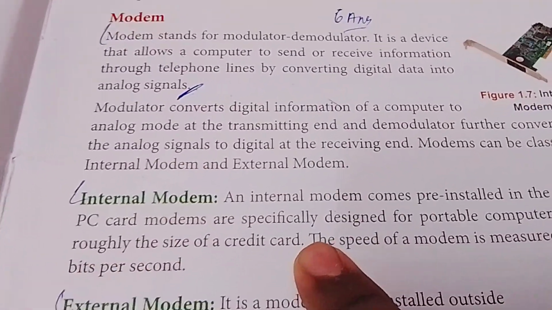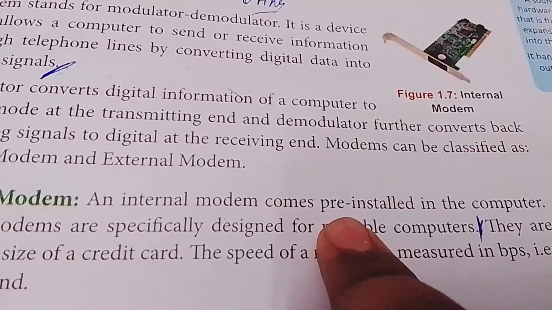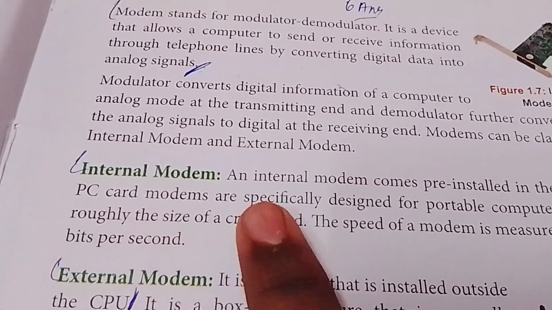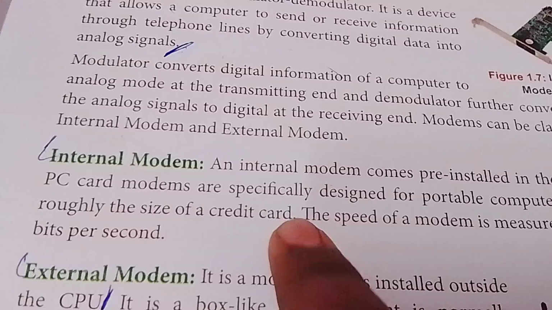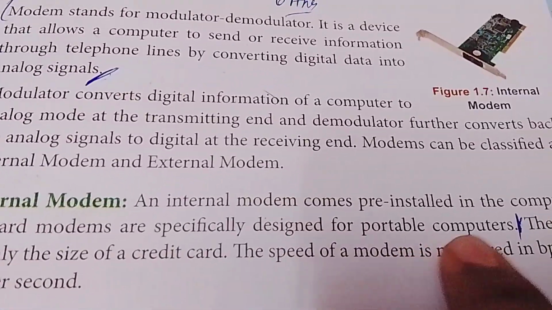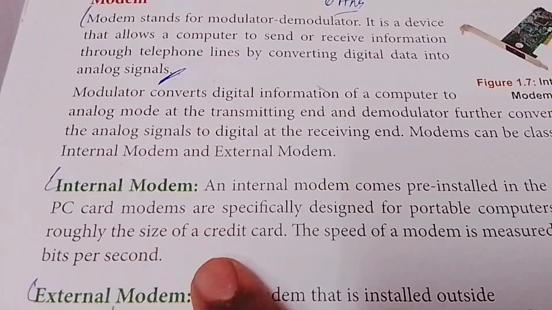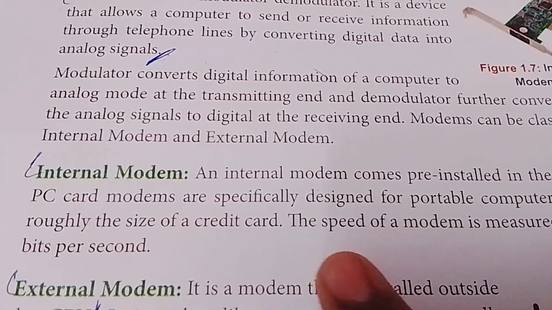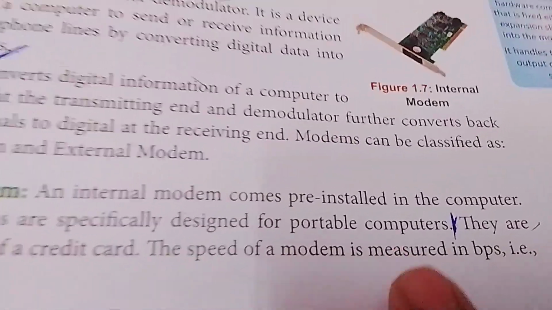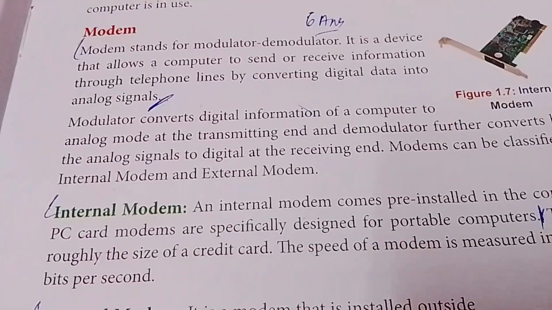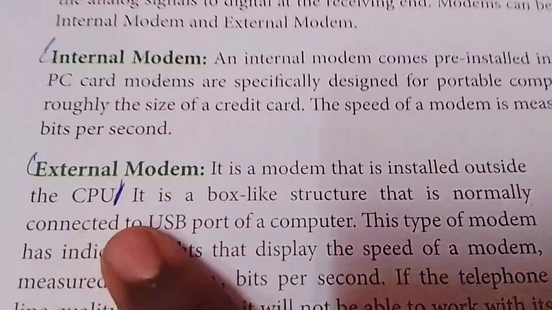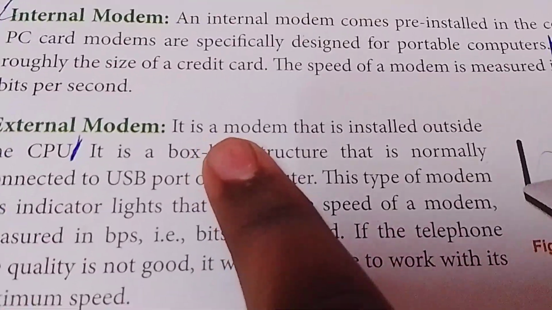Internal modem. An internal modem comes pre-installed in the computer. PC card modems are specially designed for portable computers. They are roughly the size of a credit card. The speed of a modem is measured in bps, i.e. bits per second.